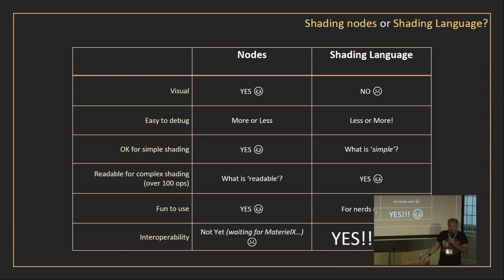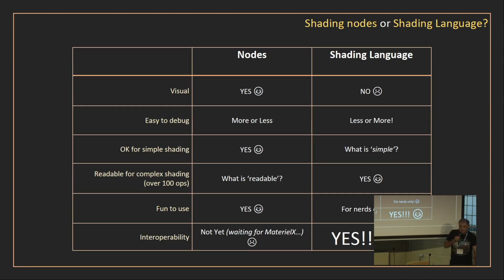Five years ago, my presentation was full of spreadsheets and graphs. Now it's not possible, because there are so many renderers using OSL. So I just made one slide to compare nodes and shading language. The most important thing is that nodes are visual, and shading language is not so visual. You have to read. Does everybody know how to read? Yeah, okay. So I think you're okay.